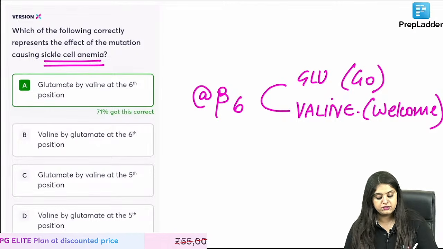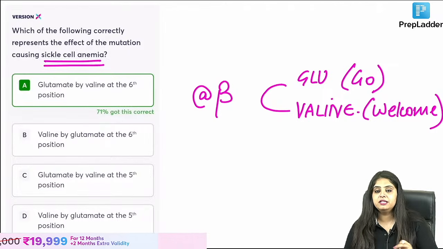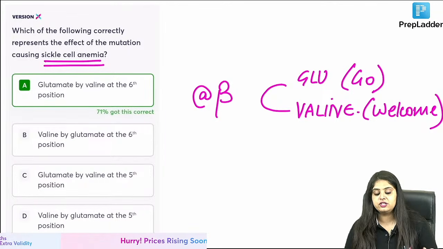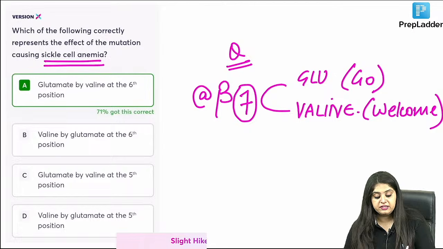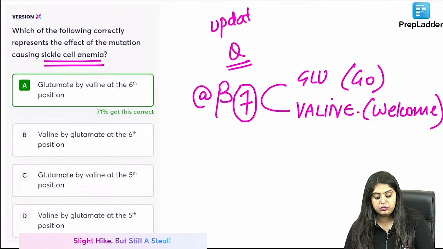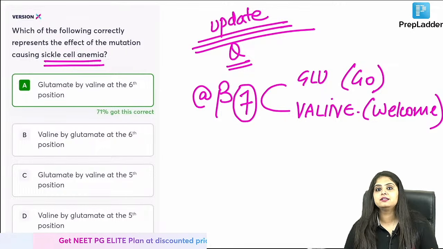But the story that has changed, because their way of numbering, naming a gene, naming the DNA, numbering the DNA has changed. Hence now instead of beta 6, it is beta 7. This is an update in the books, guys. So you please have to be very, very careful. I mean, it's not even there in the books right now.